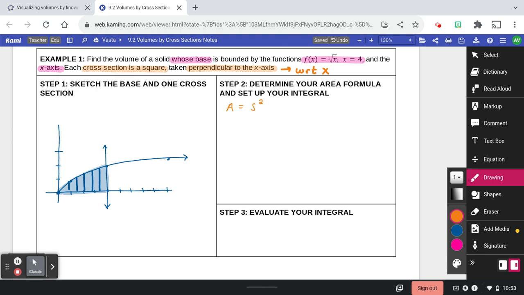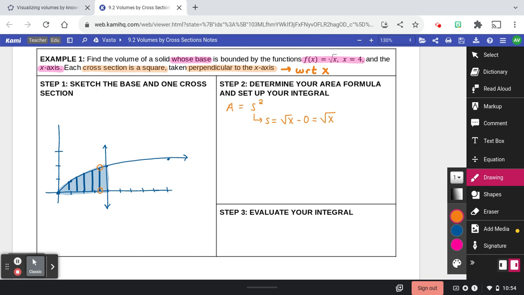Now in this problem, one side of a square is going to run from the top of this region to the bottom. So in this problem, each side is going to be equal to the distance between the top and the bottom of these functions. The top function is going to be the square root of x, minus the bottom is going to be 0. So the length of one side will be the square root of x, top minus bottom. It's very similar to how we used to find the area of that region. We're just now looking at one side, top minus bottom.